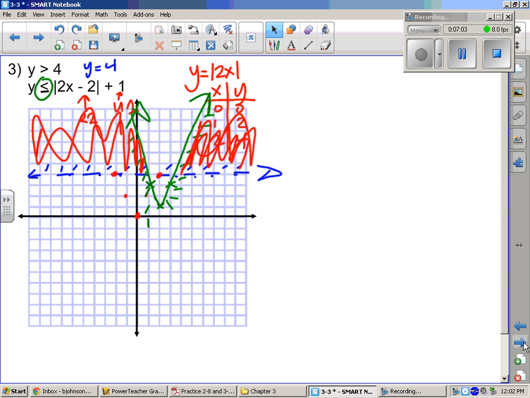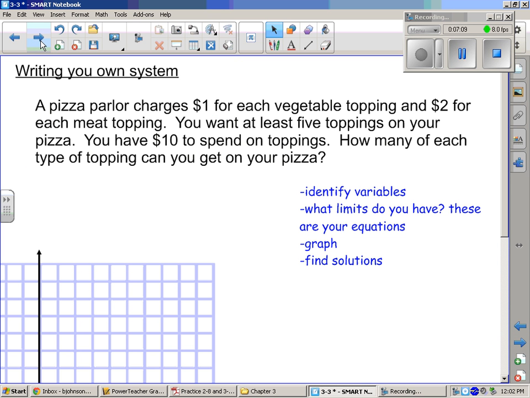We cannot shade inside the V at all, so that's why that piece is just kind of cut out of the shading. So last thing we're going to do, we're going to write our own systems. So this kind of goes along. We've been doing writing your own systems with equations. This is just going to be inequalities.